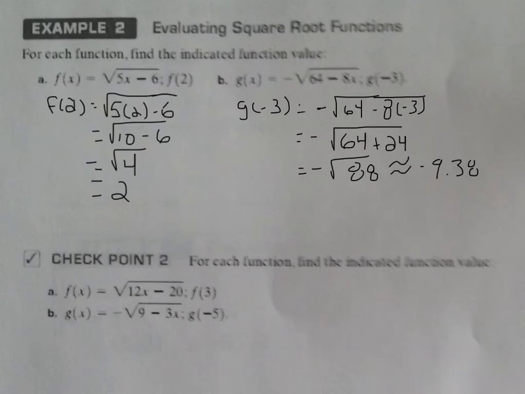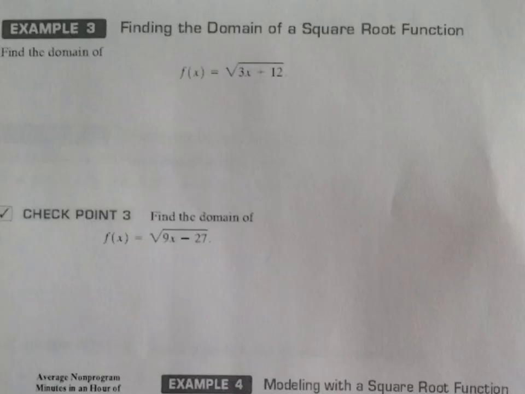Alright, in A, the answer is 4 for checkpoint 2. In B, the answer comes out to negative square root of 24, which is approximately negative 4.90 if you rounded. I think it comes to 4.898 or something like that, so we rounded up to 4.90. Let's move on to example 3.